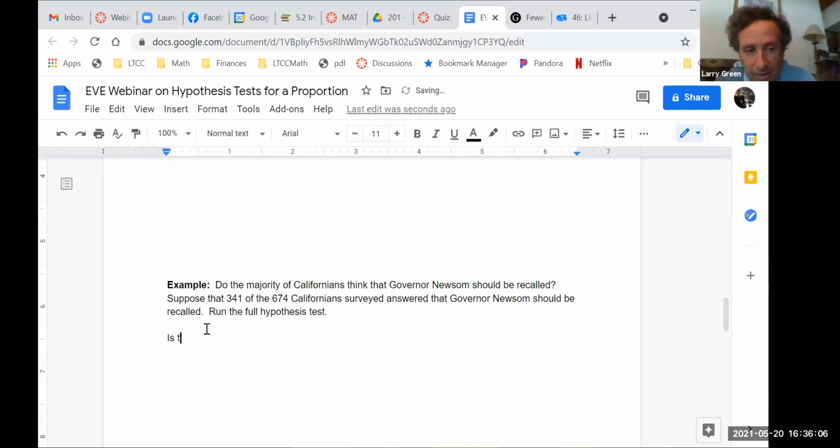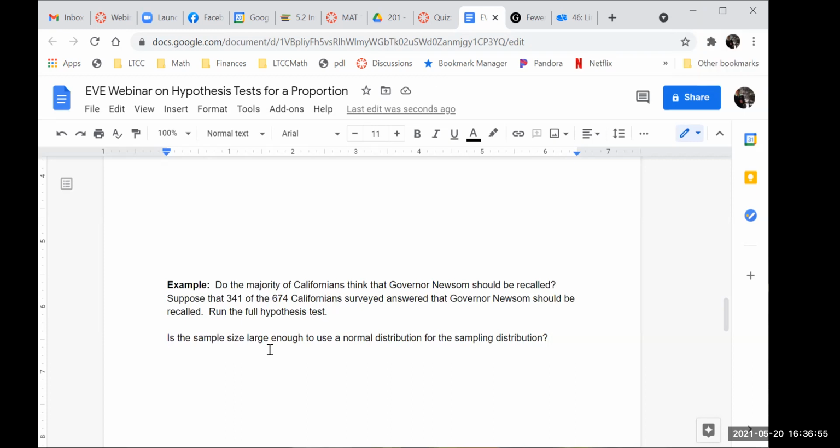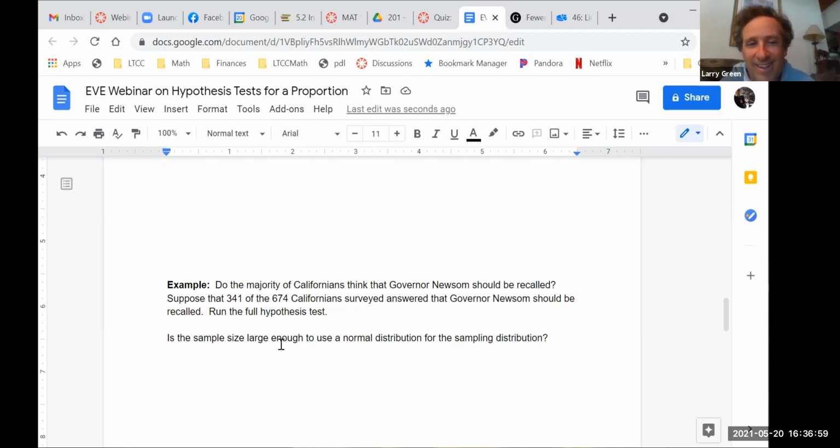Let me just start there. For the sampling distribution, is it large enough? How do you tell? Because if it isn't, then we can't answer the question at all. We can't even do a hypothesis test. So what is it large enough? 5 or something? Yeah, and what number? Larger than 5 is right, but what larger than 5 in this case?